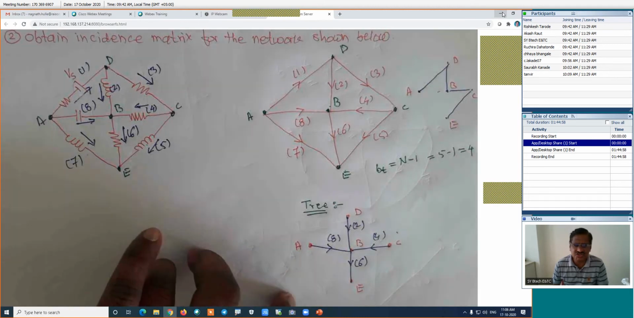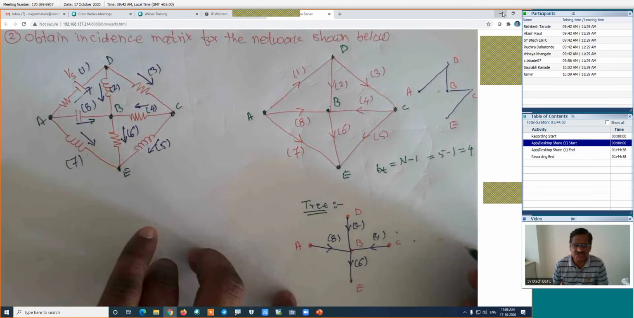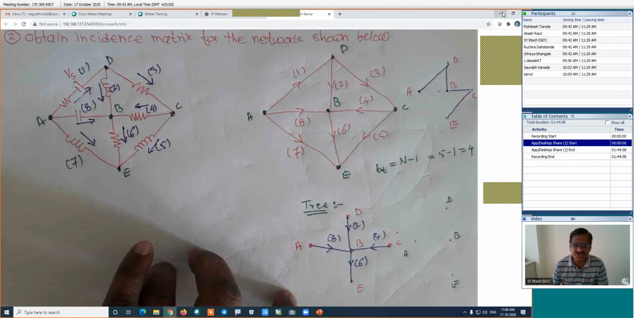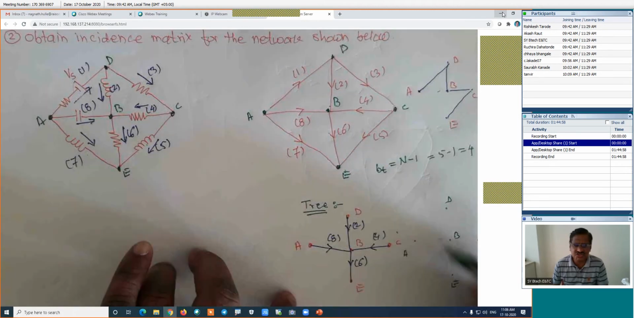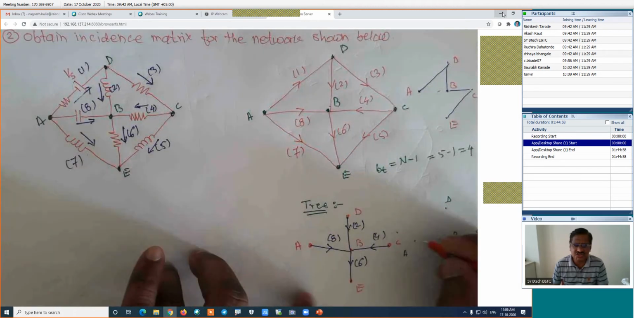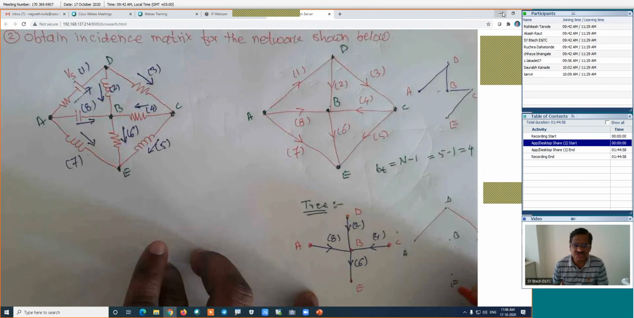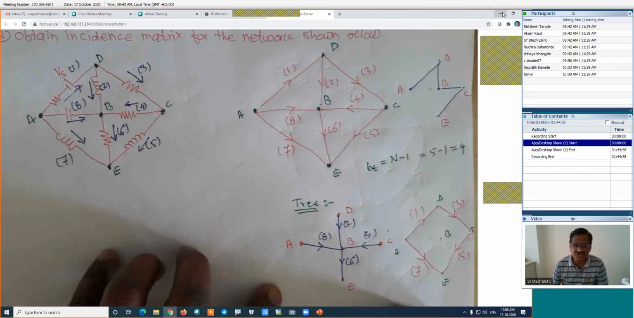For this tree, if I am drawing its co-tree, this is node 1, this is 2, this is 3, this is 4, and this is 5. The names are same. This is A, this is B, it may be C, this is D, and finally it is E. In that case, how will be its co-tree? 1, 2, 3, 4. I will exclude those branches and I will draw the figure. This is 1, this is second, this may be the third, and this is the fourth. This is the branch number 1, this is the branch number 3, this is the branch number 5, and this is the branch number 7. And this is the co-tree for this tree.